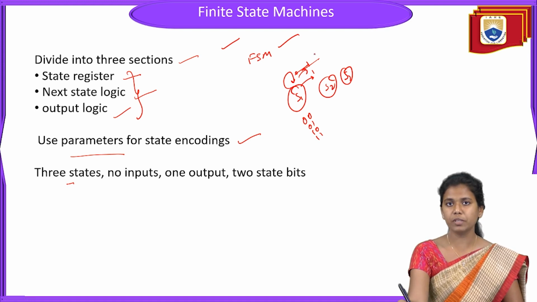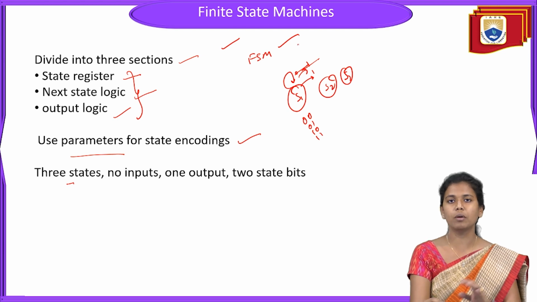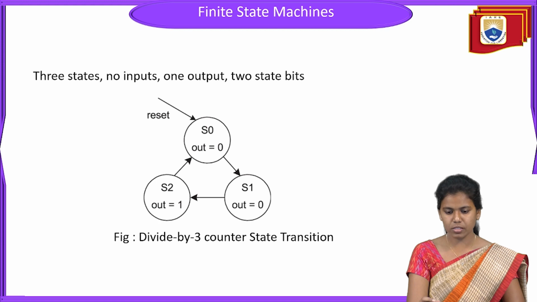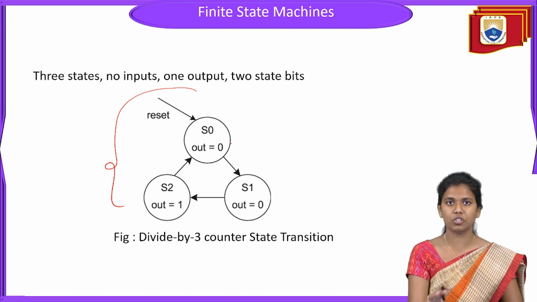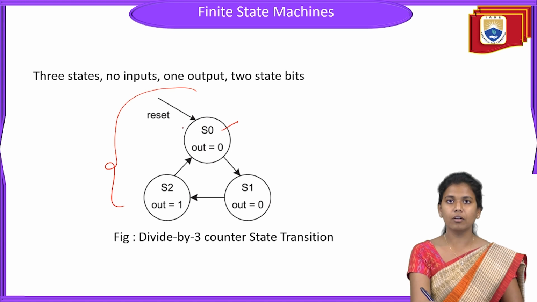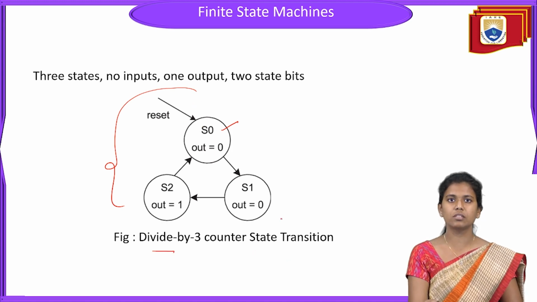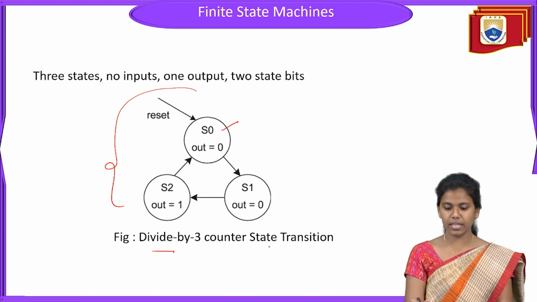Okay, as we are learning more about the design of circuits, here is how a model can be designed using finite state machines. This is a small example of how to represent the state transitions. Here we have three states S0, S1 and S2, and this is a divide by 3 counter. So this figure is about the design of the divide by 3 counter state transition.